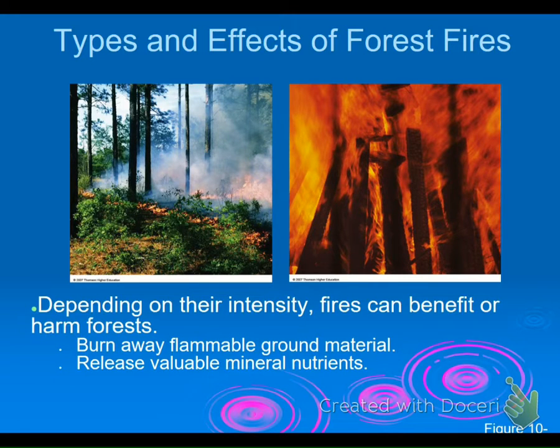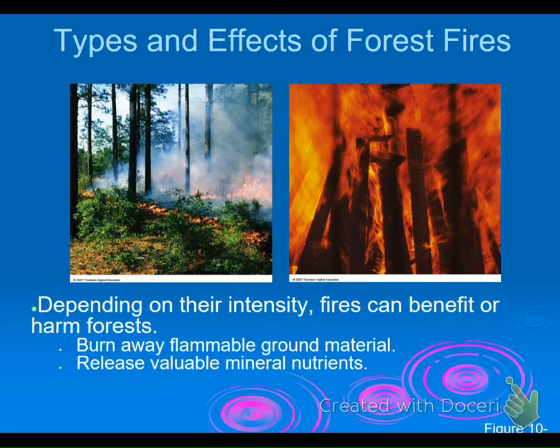But what about fires? Do fires have a place in forests? The answer is yes. What we see on the left is what's called a ground fire. What we see on the right is a crown fire. With the ground fire, that should happen every 7 to 10 years.